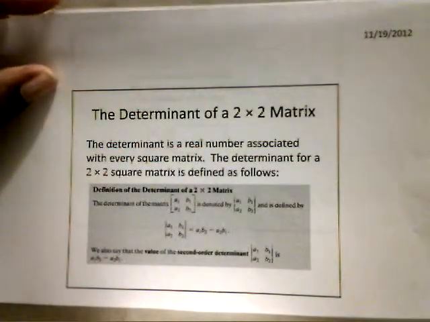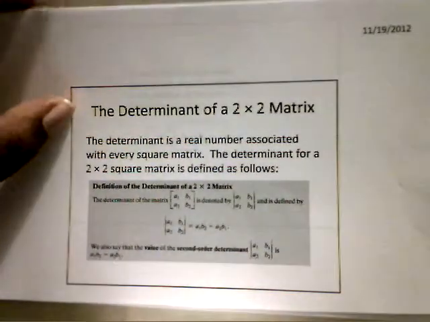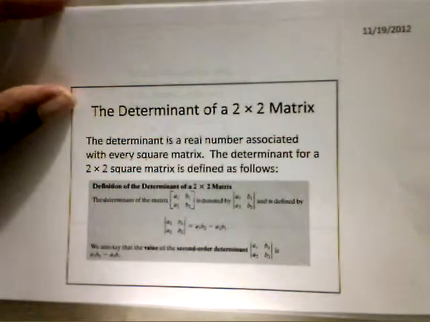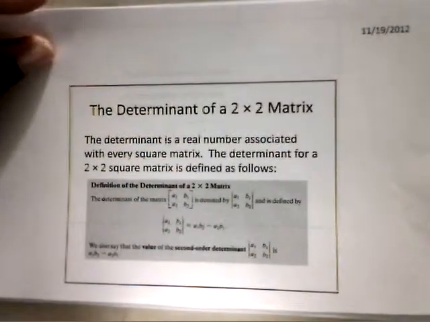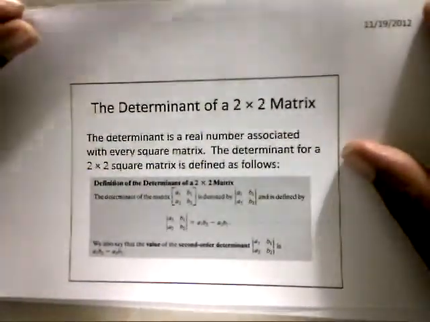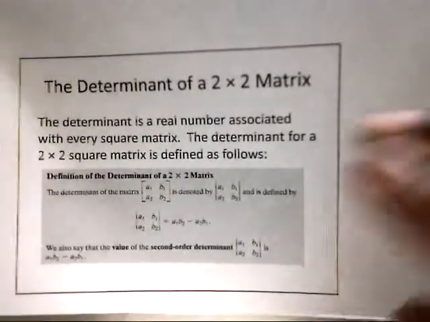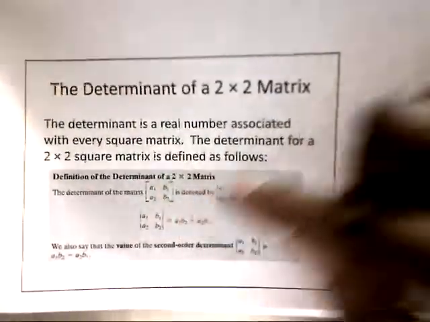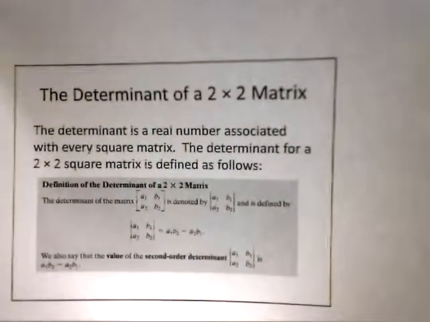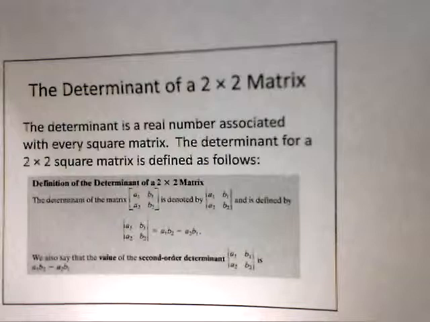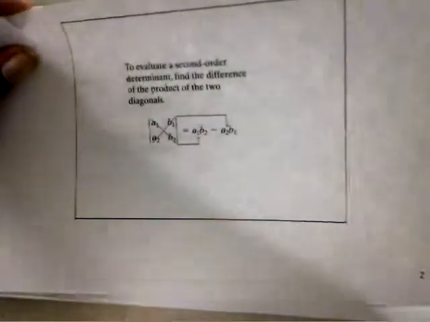Okay, let's look at a determinant of a 2 by 2 matrix, and we'll define what a determinant is. The determinant is nothing but a real number that is associated with every square matrix. And of course, a square matrix has the same number of rows and the same number of columns. So a 2 by 2 matrix will have 2 rows and 2 columns, so that will classify as a square matrix. This is how we find the determinant of a 2 by 2 matrix, and I'll show you this on the next sheet.